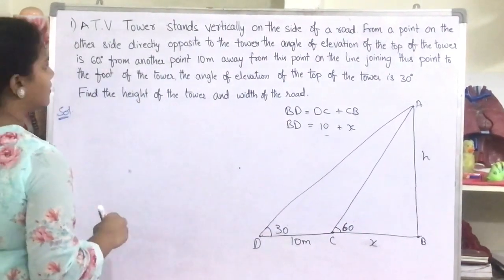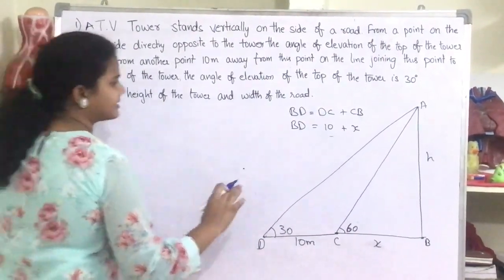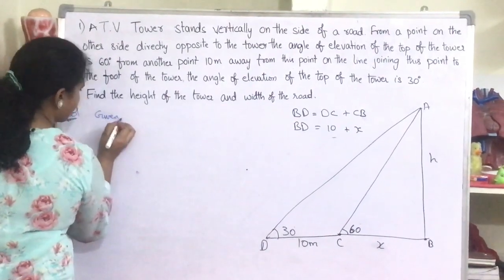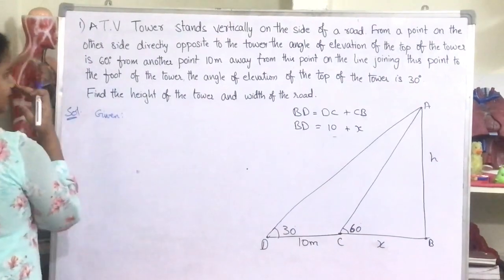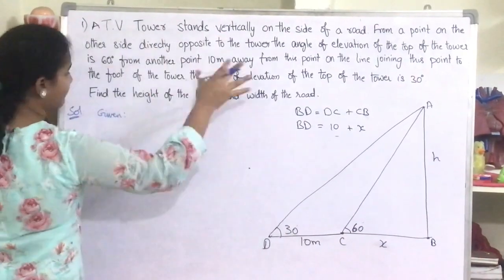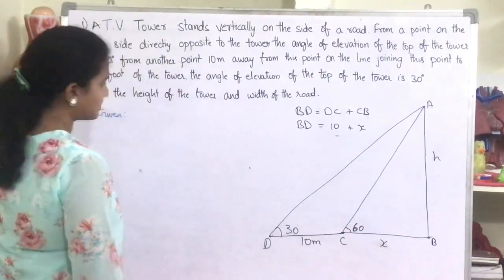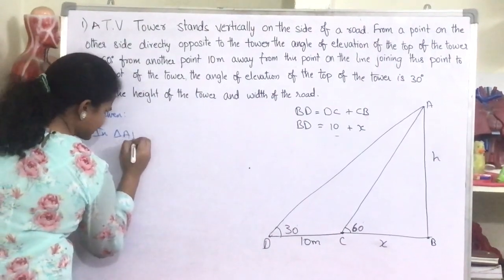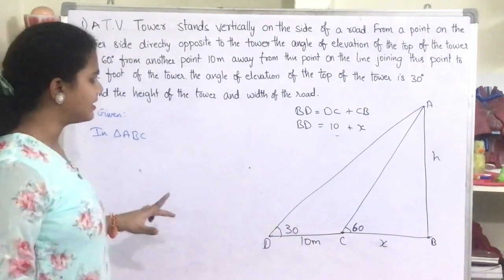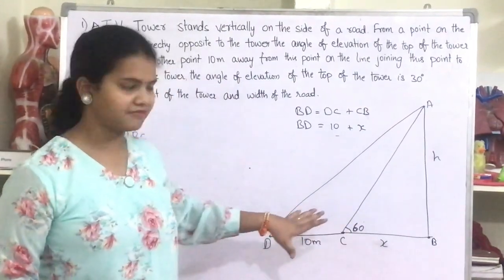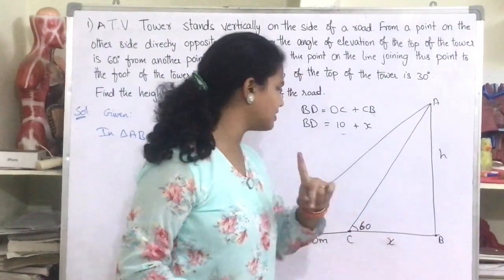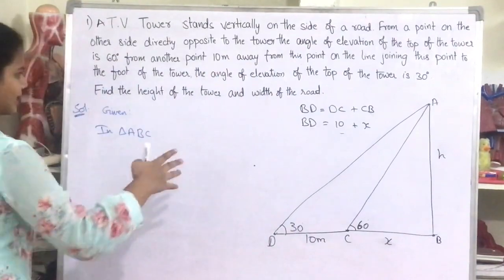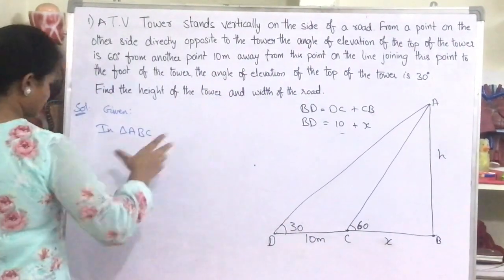Firstly let's consider triangle ABC. Before, we created a picture based upon this, and now let's solve that sum. First, let's consider triangle ABC. As you can see, two right angle triangles in the given figure, where triangle ABC is the first right angle triangle and triangle ABD will be the second one. Now you can see two right angle triangles in the given figure.